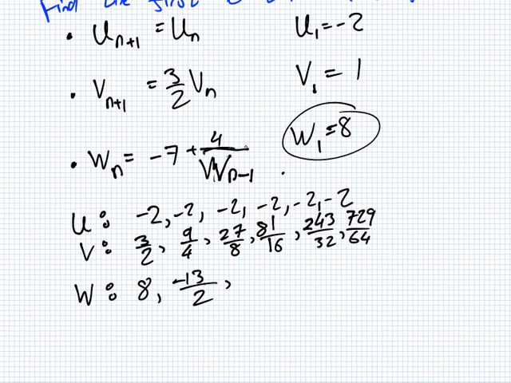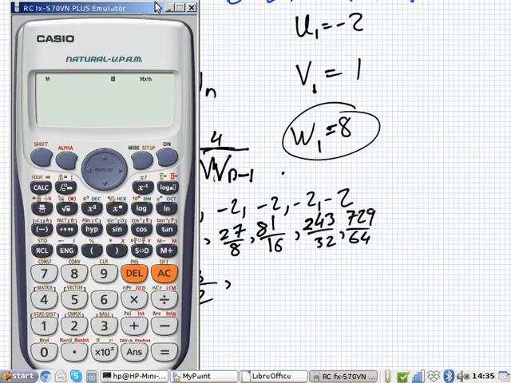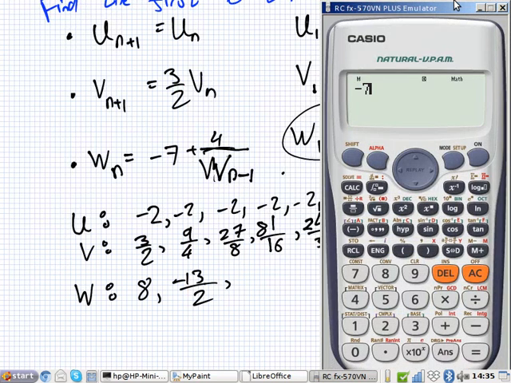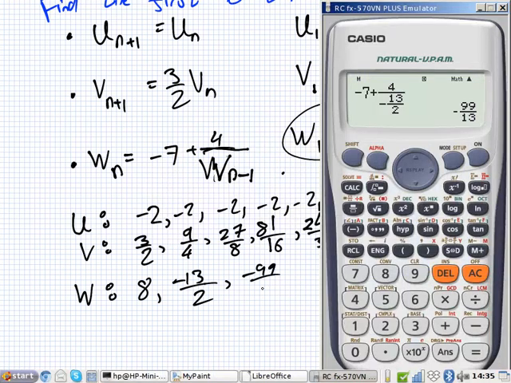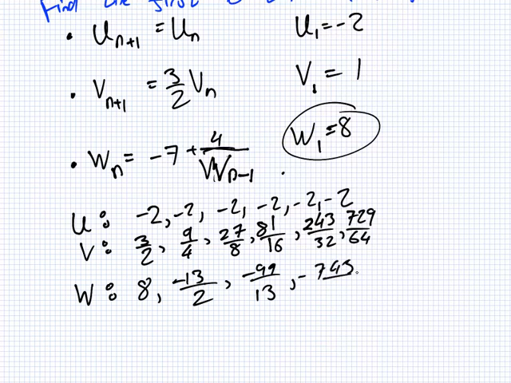Okay, so what's the next one now after minus 13/2? Okay, so let's have a look here. Minus 7 plus 4 over 13/2. Did you get this? Minus 99/13. So then the next one would be minus 745 over 99. I need to do 2 more.